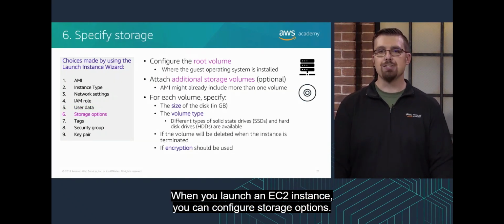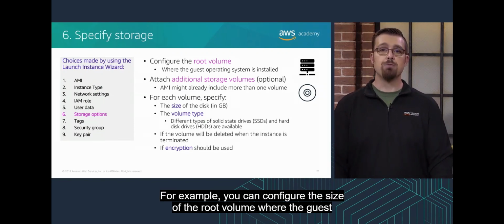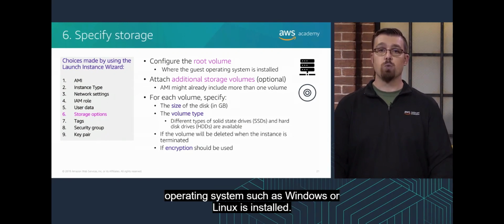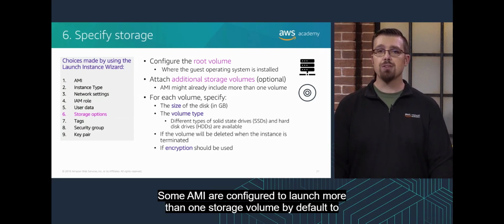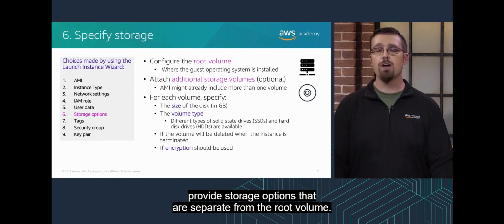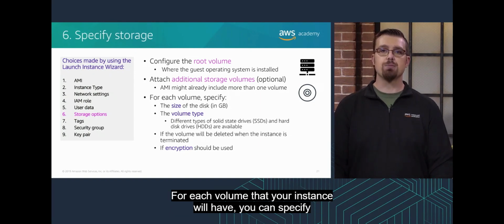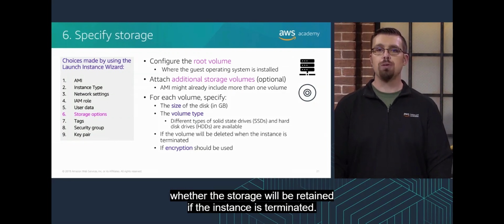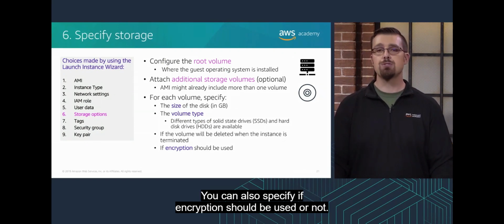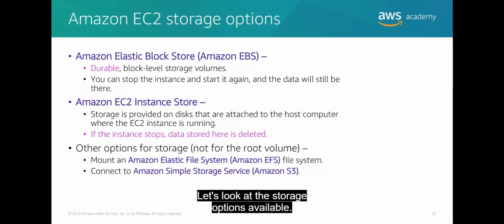When you launch an EC2 instance, you can configure storage options. For example, you can configure the size of the root volume where the guest operating system, such as Windows or Linux, is installed. You can also attach additional storage volumes when you launch the instance. Some AMIs are configured to launch more than one storage volume by default to provide storage options that are separate from the root volume. For each volume that your instance will have, you can specify the size of the volume, the volume type, and whether the storage will be retained if the instance is terminated. You can also specify if encryption should be used or not. Let's look at the storage options available.